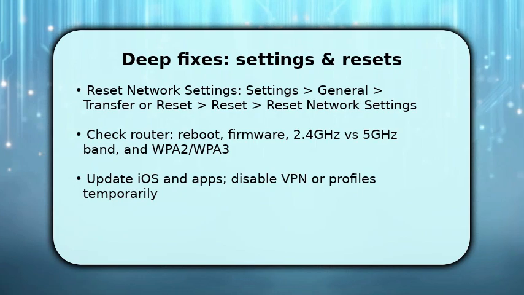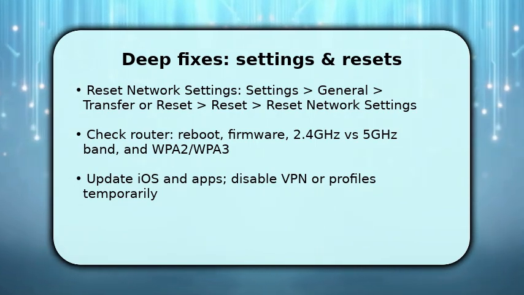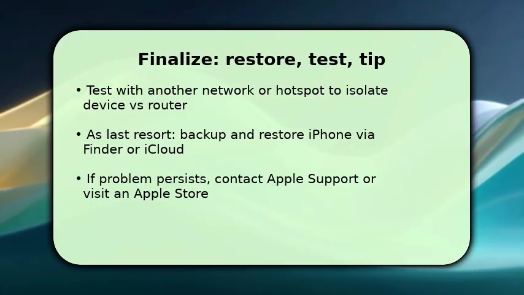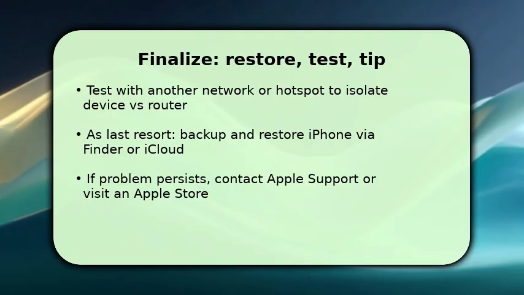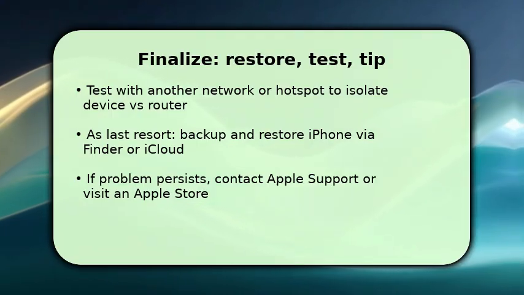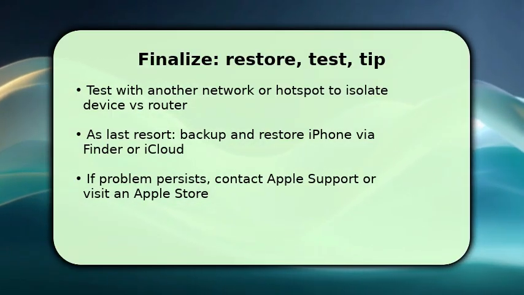After changes, reconnect and observe DHCP assignment and speed. Finish by isolating and, if necessary, restoring. Test the iPhone on a different Wi-Fi or a phone hotspot to determine whether the issue is the device or the router. That tells you the path forward.